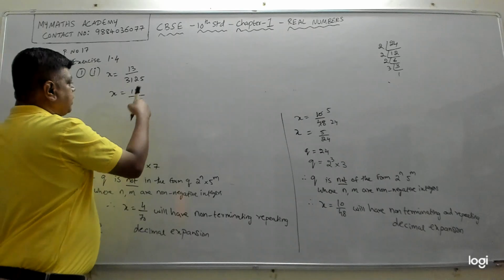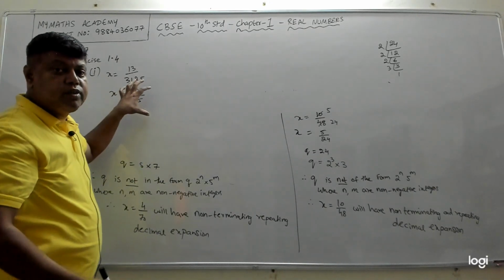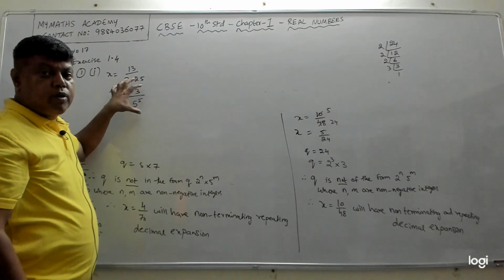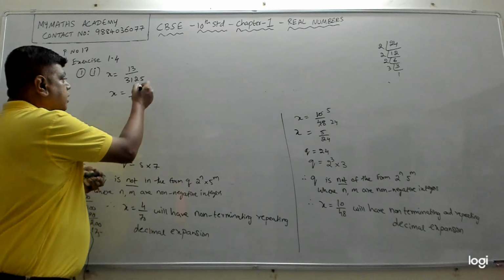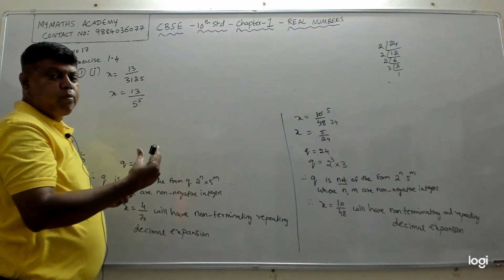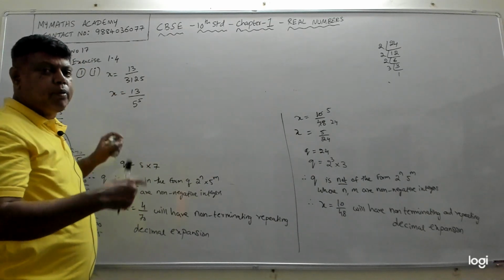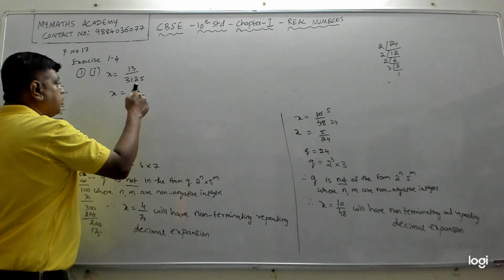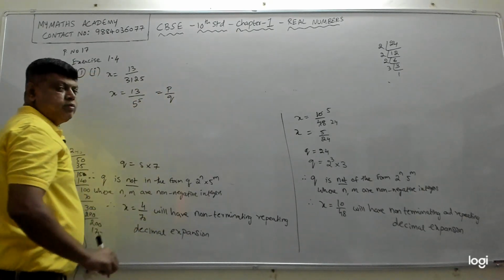Now we cannot cancel anything because this is 13 and this is 5 power 5. This is the simplest or reduced form of the fraction. If there is any common factor in both numerator and denominator, we can cancel it, but there is no common factor. Here you have 13, here you have 5. There is nothing common. So at this time this is your p by q.